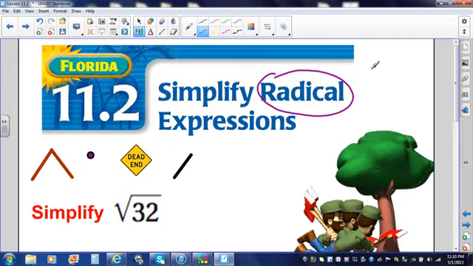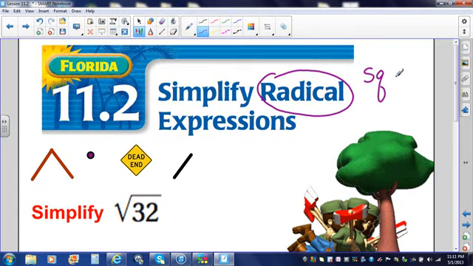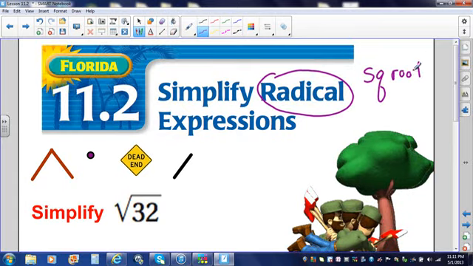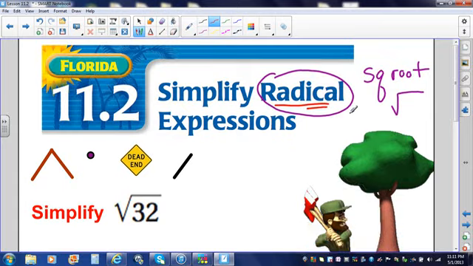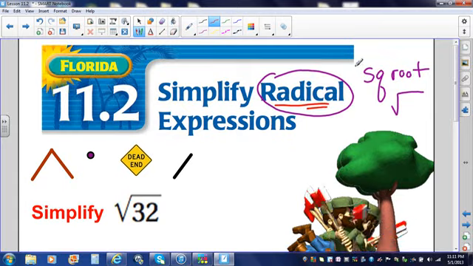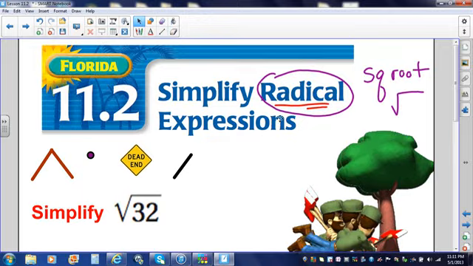So, in math, we have something that's called a square root. It kind of looks like our division symbol with a little check mark here. Well, another word for that in math is a radical. So radical and square root are synonyms.